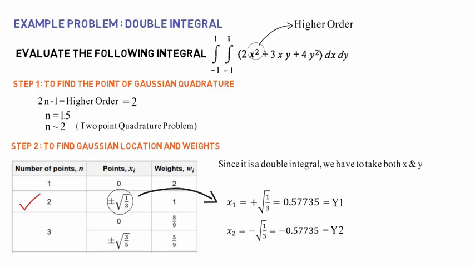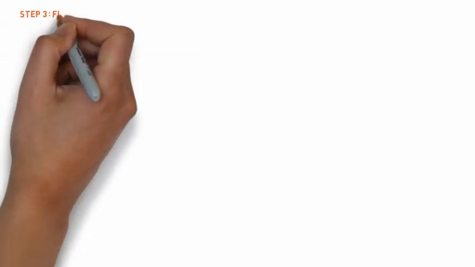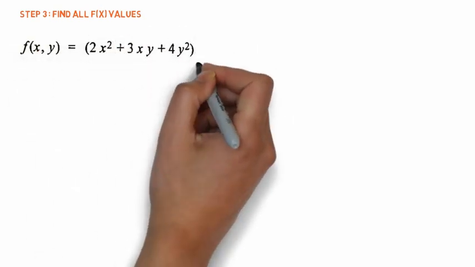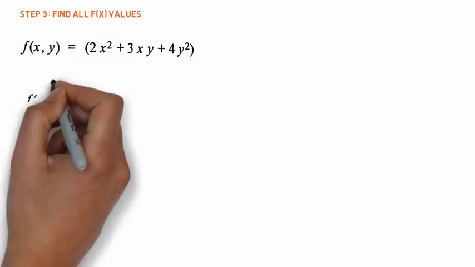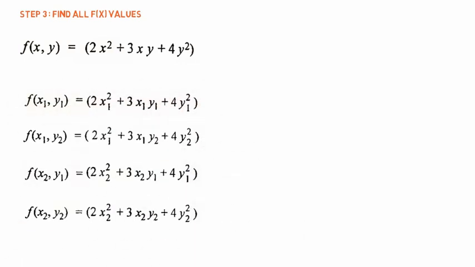Once you identify the location points, you have to note the weights. For this problem, you have weights as 1. So both w1 and w2 have the same weight 1. The next step is to identify the f of x value. Since it is a double integral, f of x comma y is written as the given problem, simply neglecting the double integral. So you have four values of f, that is f of x1 comma y1, f of x1 comma y2, f of x2 comma y1, and f of x2 comma y2.